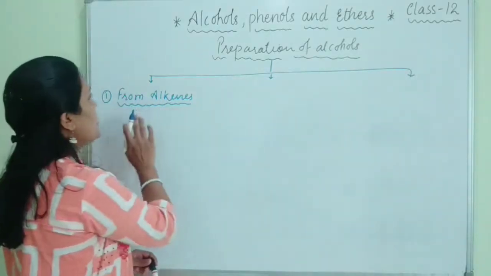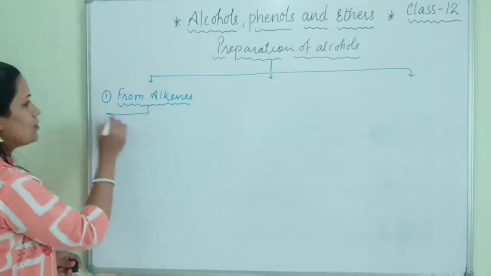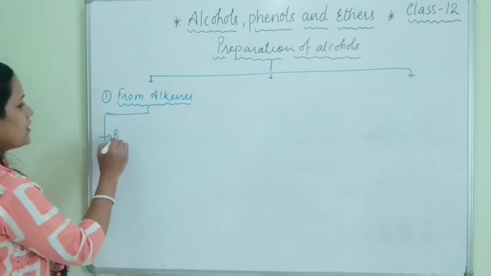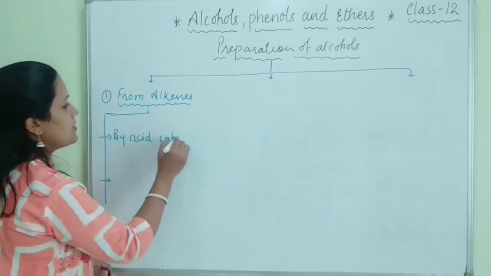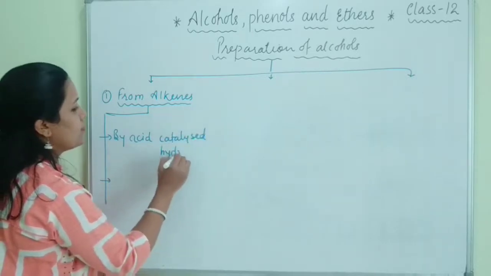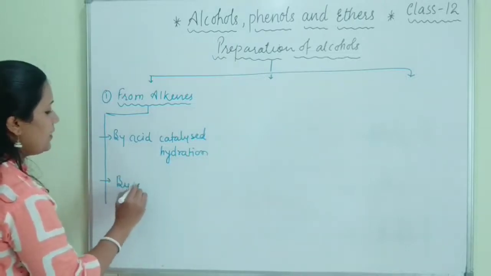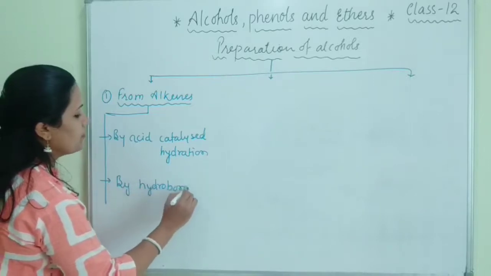So first we are going to prepare alcohol from alkene, and from alkene also we will be studying 2 methods. First is by acid catalyzed hydration, and the second one is by hydroboration.